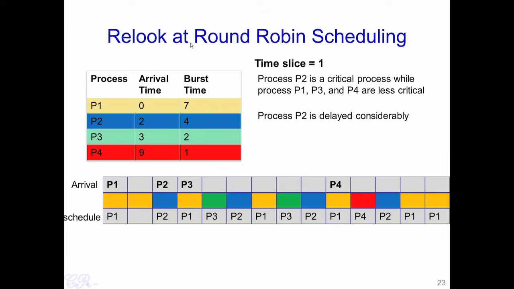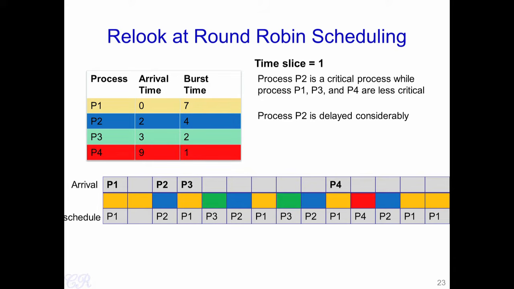Let us relook at the example we took in the last video. We had seen the round robin scheduling algorithm where we took 4 processes P1 to P4. These processes arrived at different times 0, 2, 3 and 9, and they had different burst times of 7, 4, 2 and 1 cycles respectively. Now we will add a bit about the processes involved. Let us assume that P2 is a critical process while P1, P3 and P4 are less critical.